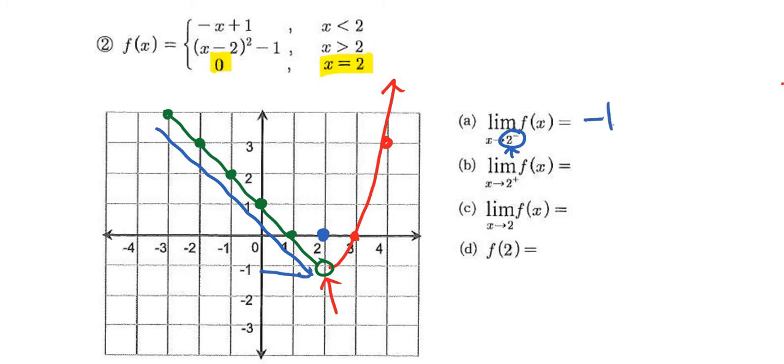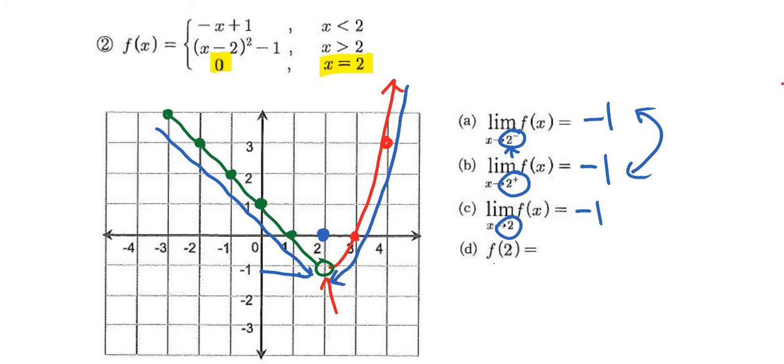And if I approach 2 from the right-hand side, which is letter B, so for letter B, I'm approaching 2 from the right-hand side, so I need to follow this graph here and go down. So I'm approaching x equals 2 from the right-hand side, and the height that I get to there is also negative 1. And since the left-hand limit and the right-hand limit are equal, this overall limit has to be negative 1.